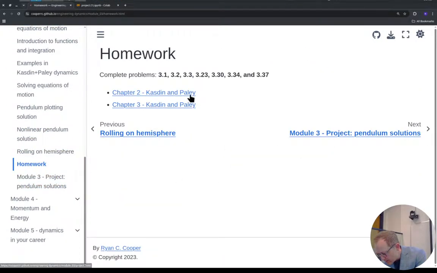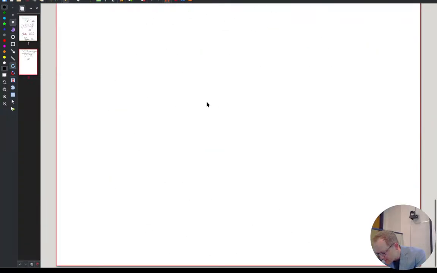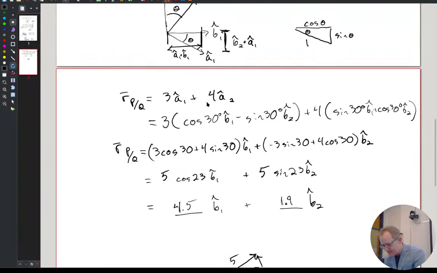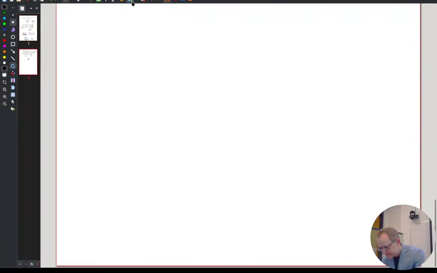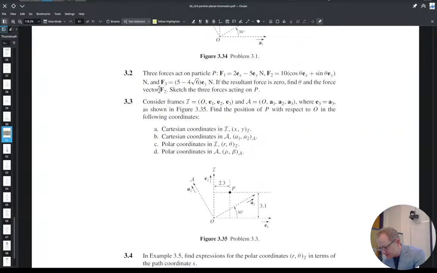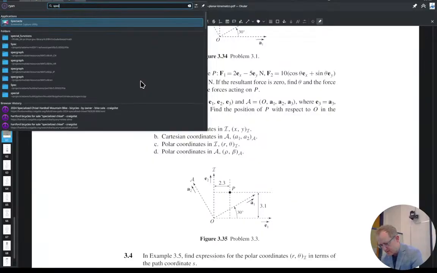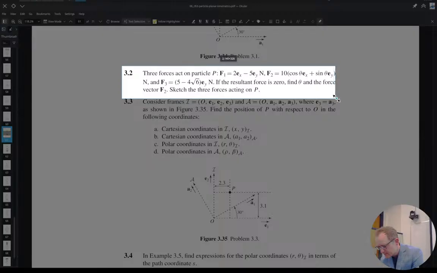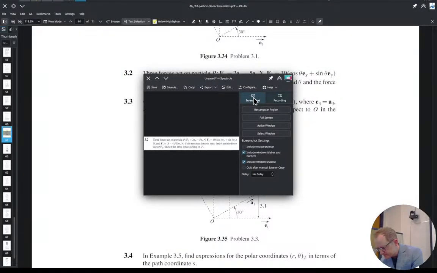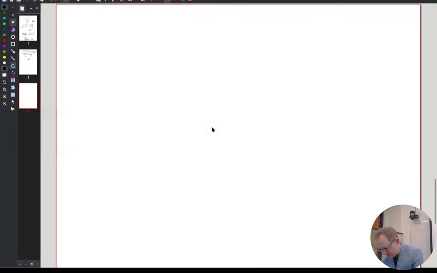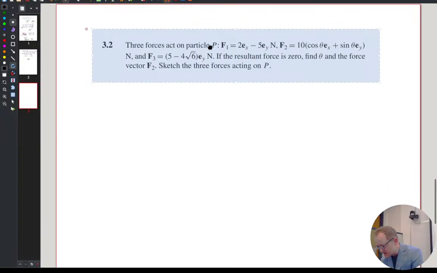Looking at homework, did we get to 3.2? No, we didn't. We called it a day, right? I think that was a good choice. So now we're at 3.2, which is kind of a statics problem. But now that we're in dynamics, the sum of the forces equals 0 doesn't mean that it's standing still. It just means that it's not accelerating.